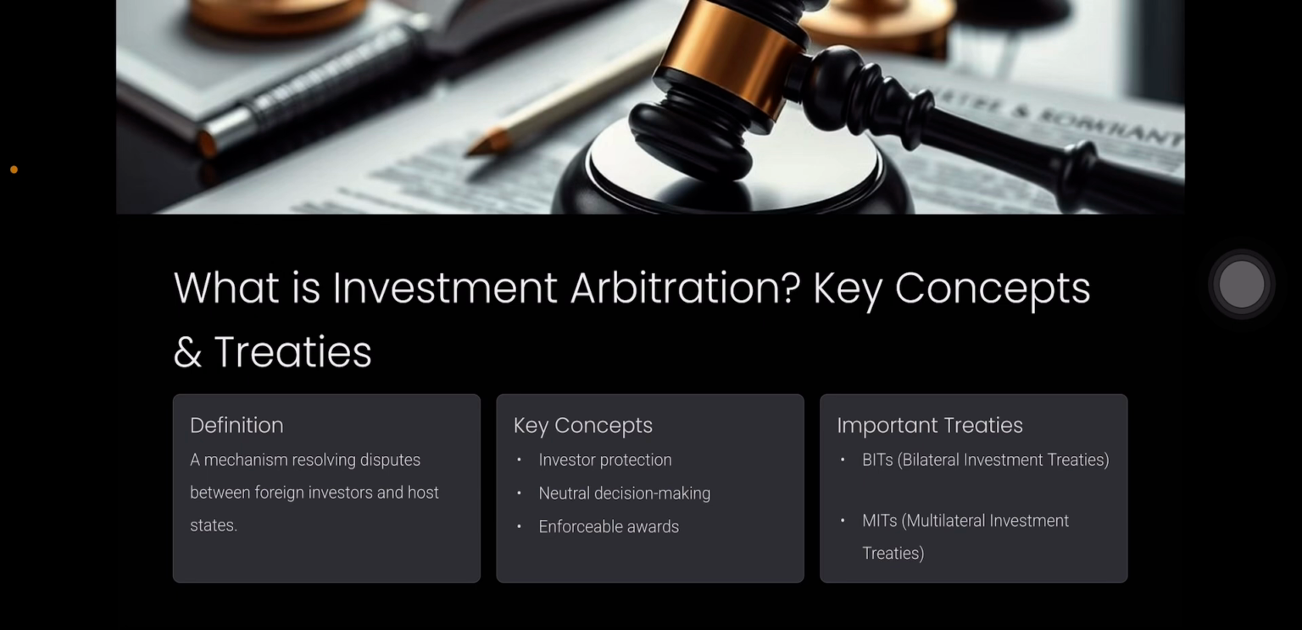This process is built on three pillars. The first is investor protection, neutral decision making, and enforceable awards. In other words, it ensures that investors are treated fairly, disputes are judged by impartial tribunals, and that the final decisions can actually be enforced.